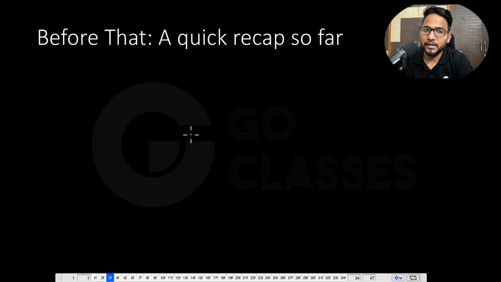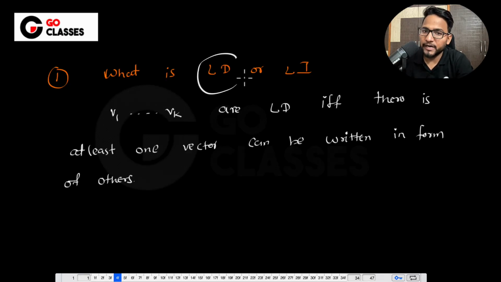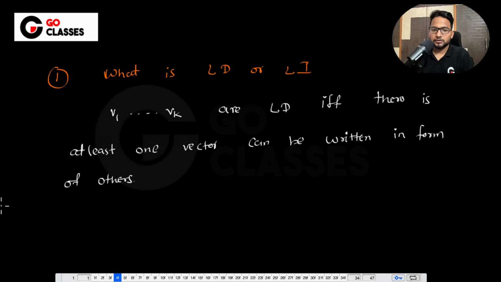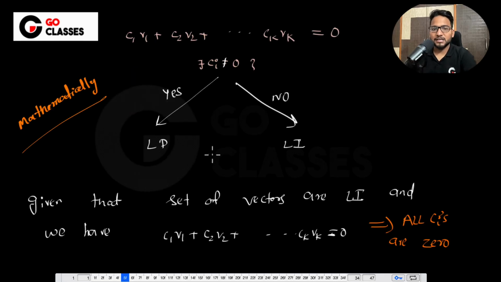So what have we covered? We started with what is linearly dependent and what is linearly independent. We say the vectors v1 to vk are linearly dependent if and only if there is at least one vector that can be written in terms of the others. This is the definition in words, but let's see the same definition mathematically. We say there is an equation which looks like this. If in this equation you have a ci which is non-zero, it means you can represent at least one vector vi in terms of the other vectors, then they are linearly dependent. Otherwise, they are linearly independent.